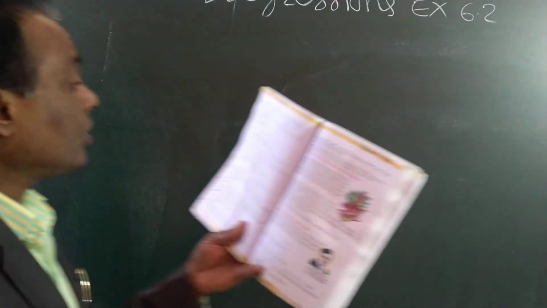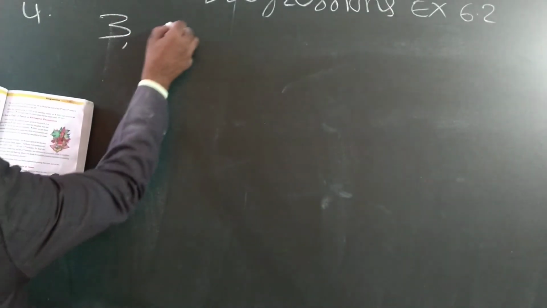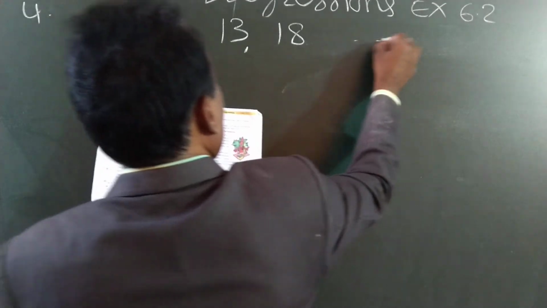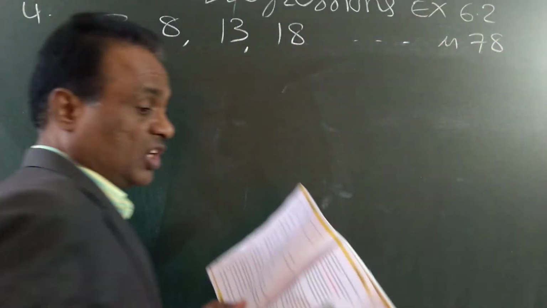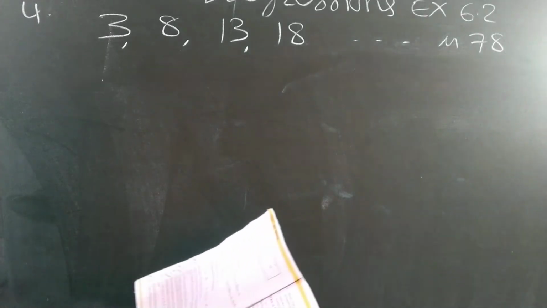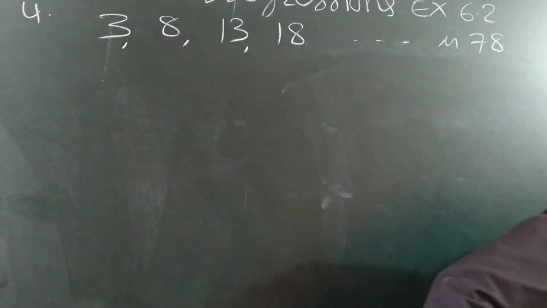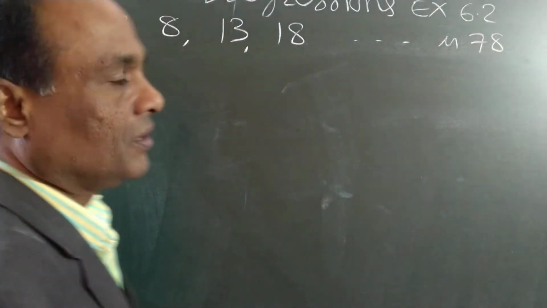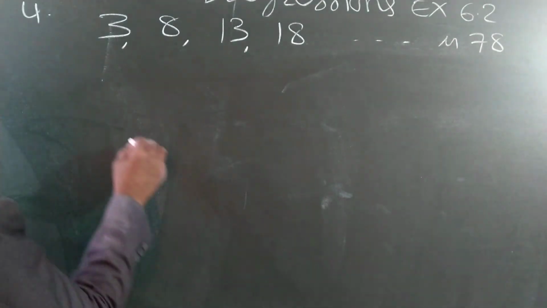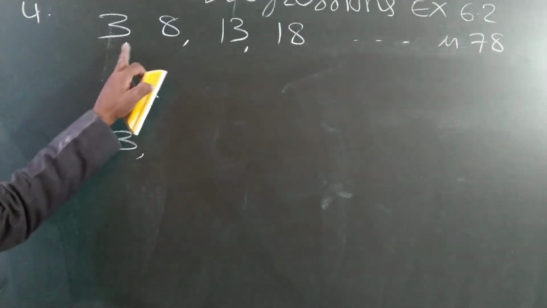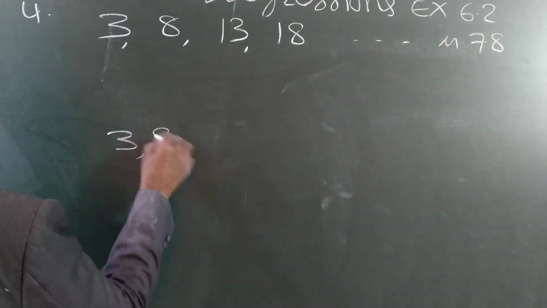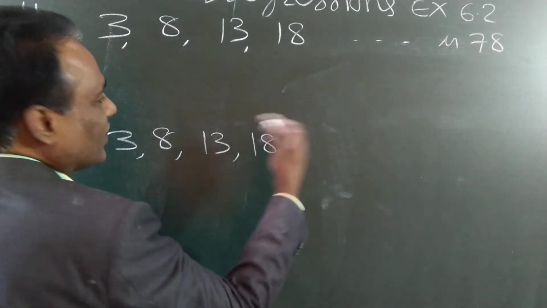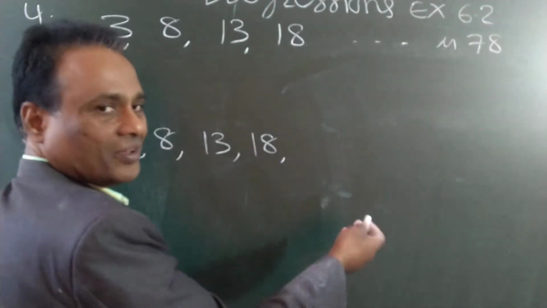See, which term of the AP 3, 8, 13, 18, and so on is 78? Students, see, what is the first term? 3. And what is added? 5 is added. So 3 plus 5 is 8. 8 plus 5 is 13. 13 plus 5 is 18. Can you tell the next term? 5 is added.